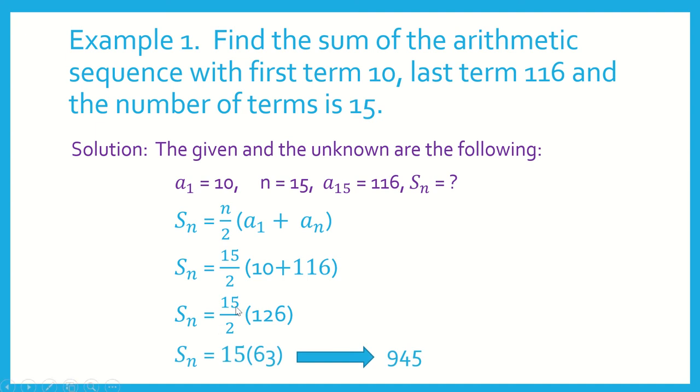So there you go. 126 divided by 2 will give us 63. So 15 times 63 will give us 945. This is the sum of the arithmetic sequence. Let's have one more example.